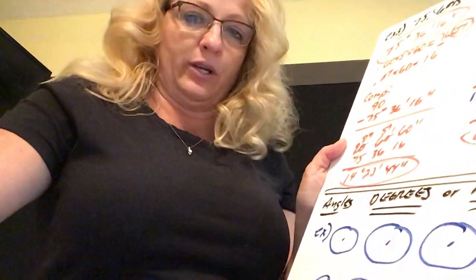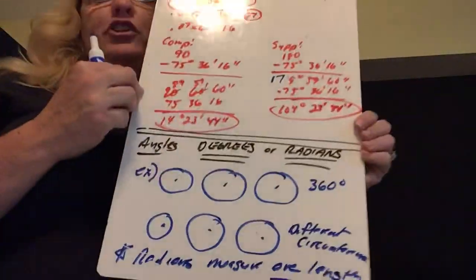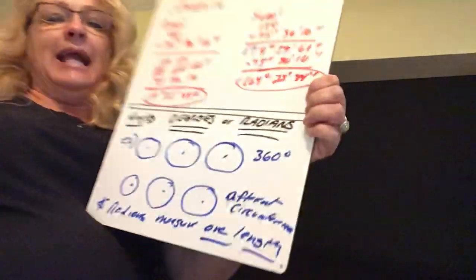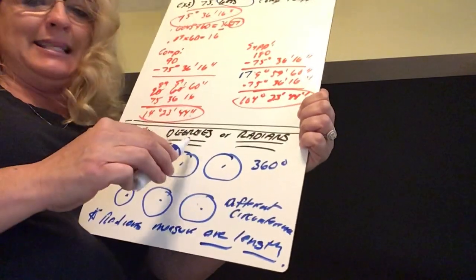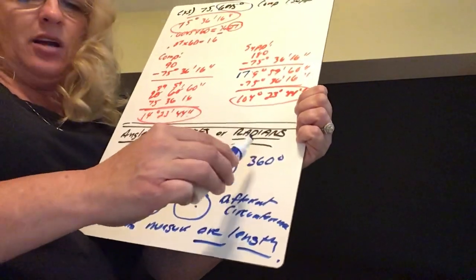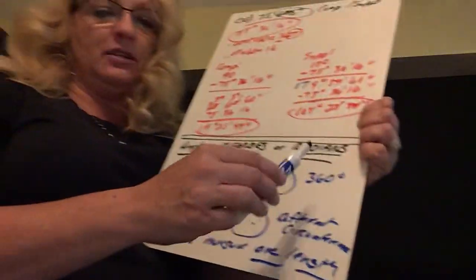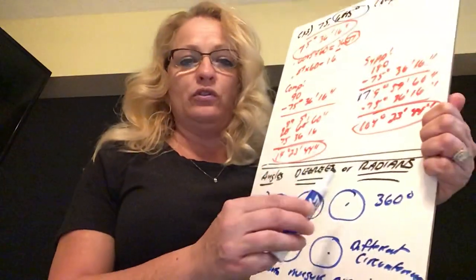The supplement and complement was just to review some geometry, since trigonometry is based on geometry. Now, here is something that is a foundation of trigonometry. Okay, angles can be measured in both degrees and radians. Now let's talk about why we have to have radians, because radians actually end up being more useful than degrees.